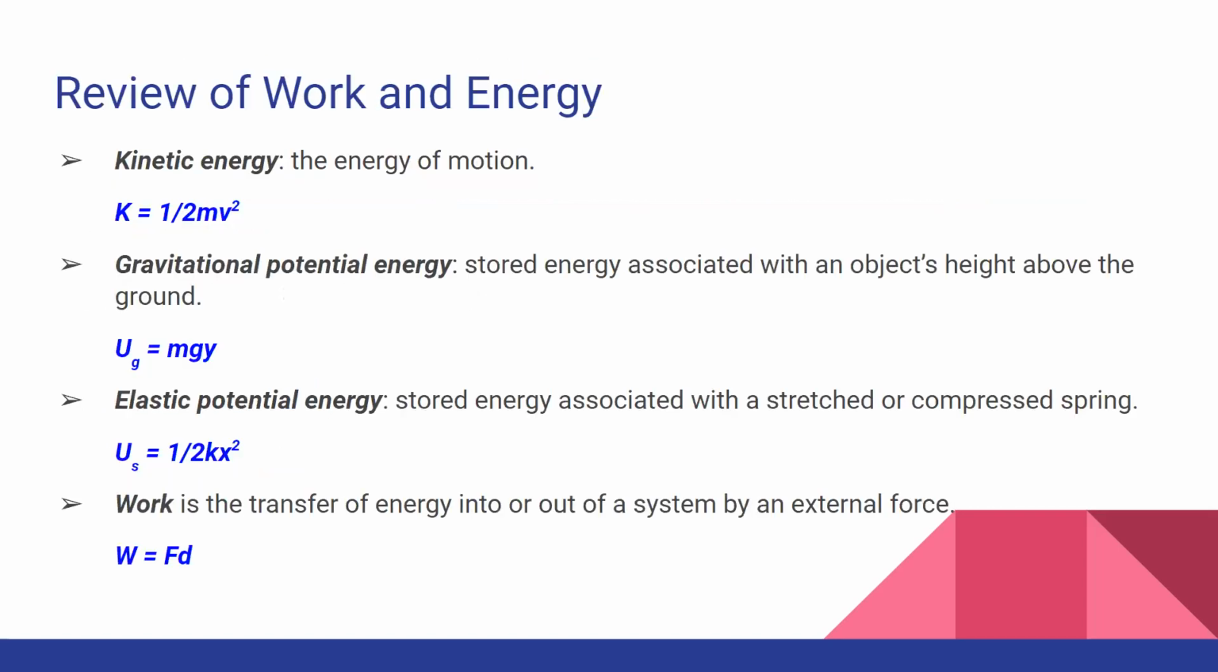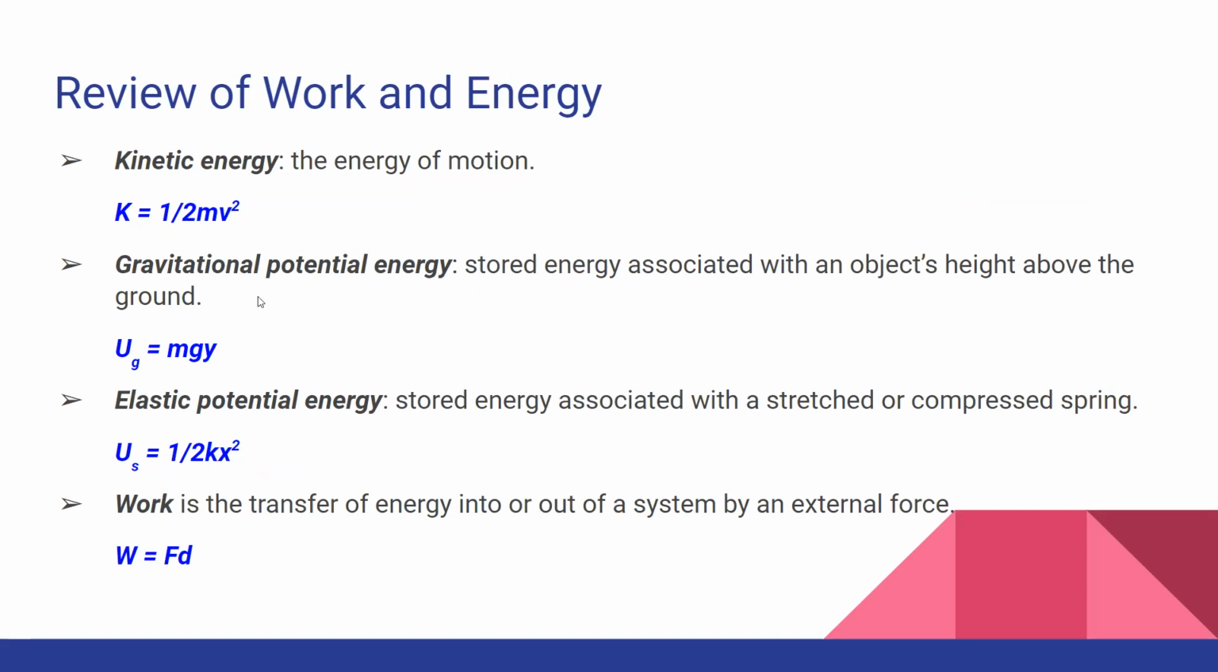I think we have previously done a briefing on the work and energy unit, but in case you didn't see that, here's a quick review. Kinetic energy is the energy of motion. When something is in motion, it has kinetic energy, and it's given by the formula K is equal to 1/2 mv squared, where m is the mass of the object and v is the velocity of the object.